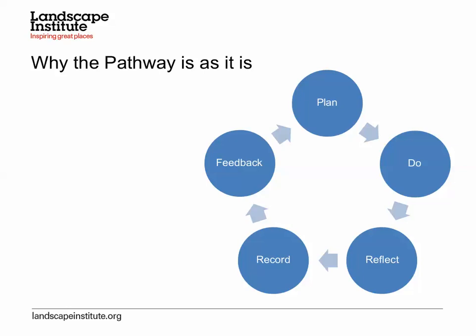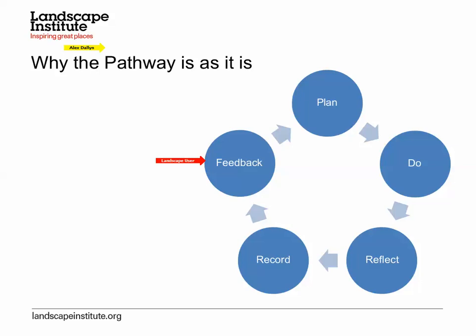So why is the pathway as it is? Well, in the 70s, this diagram was officially created and kind of started career development as we know it in its current form, or CPD in any case. The CPD cycle is plan, do, reflect, record. Those are the four elements to the traditional CPD cycle. What has become more and more common in recent years is that we've added feedback into the mix, and that's certainly what we've done on the pathway.